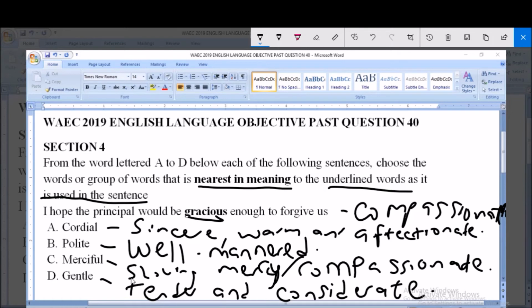Now, from the meanings of the options we've given, we see that option C, which is merciful, means showing mercy or compassionate, and that is a similar word we used to describe the meaning of the word gracious, which is underlined in the sentence. Therefore, the correct answer, which is nearest in meaning to gracious, is option C, merciful.